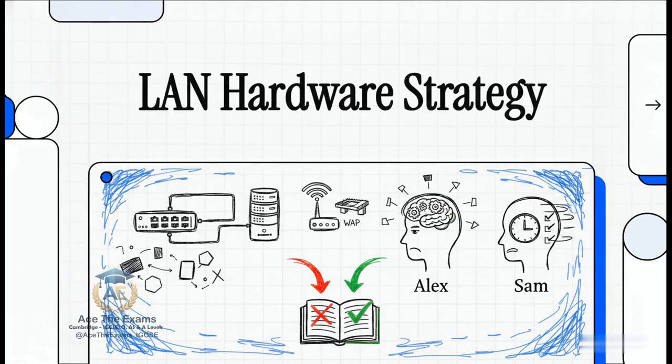And I mean from the IGCSE codes 0417, 0478, 0983, 0984, and 2210, all the way up to the AS and A-level 9618 specification. We're talking about local area network hardware. Switches, servers, NICs, WNICs, WAPs, cables, bridges, repeaters, the whole shebang. This topic pops up in practically every single examination series. And yet, so many students completely blow it.